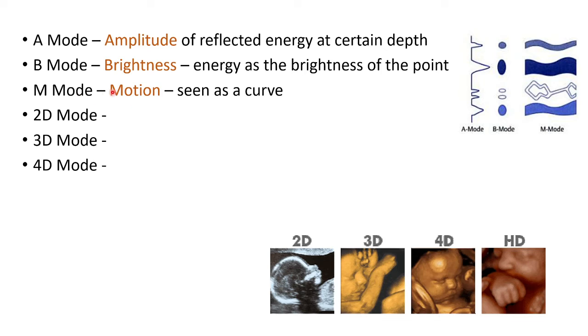mode which is a high resolution mode. B mode is the normal 2D mode actually. M mode is the high resolution mode, which we will come to later, to see the valves, etc. So this is how the M mode looks.